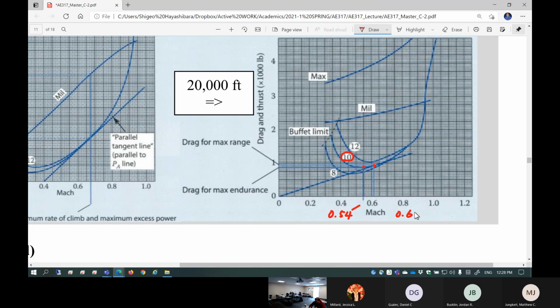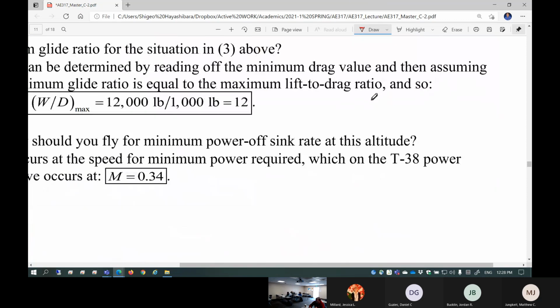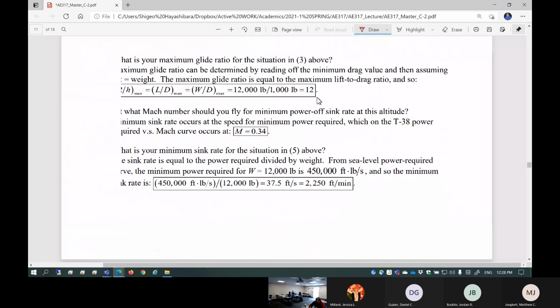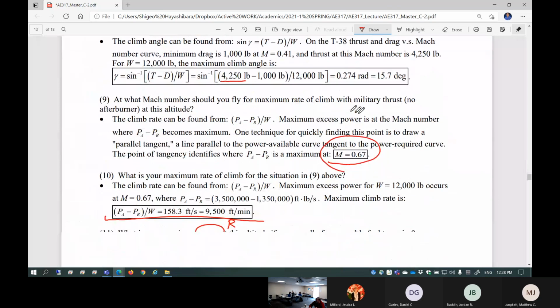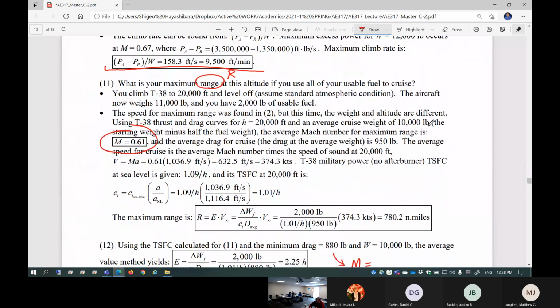62, 61, 62, something like that. What is the actual value? 0.61, yeah? Yeah, 0.61, okay. So this is the maximum range.